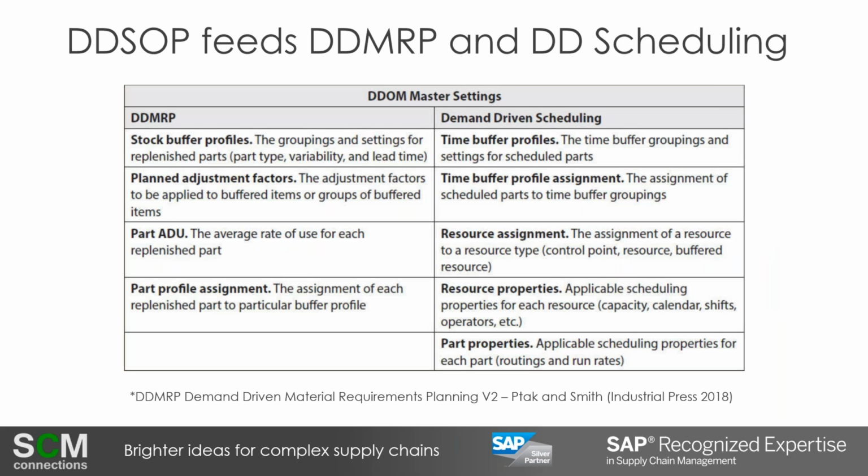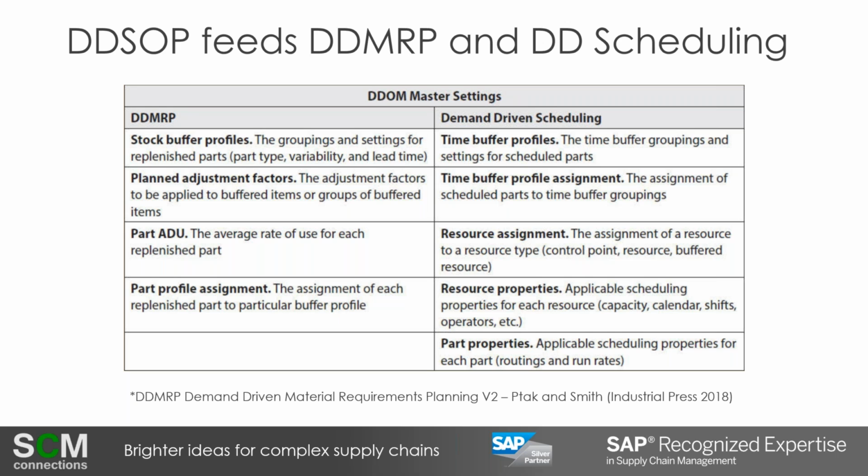What does that mean? We've talked about DDSOP. We're going to talk about DDMRP a little bit more with Shane and IBP and in the scheduling. So DDSOP feeds DDMRP. It also feeds the scheduling. This is where you made your decisions on how you're going to plan, how often you're going to order parts, how variable is your demand, how variable is your supply.